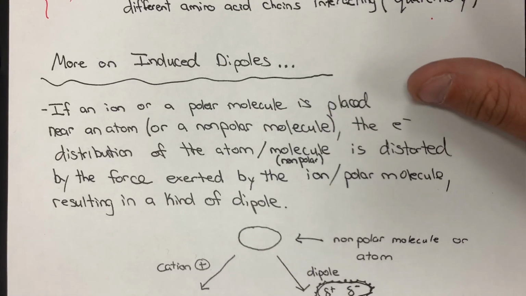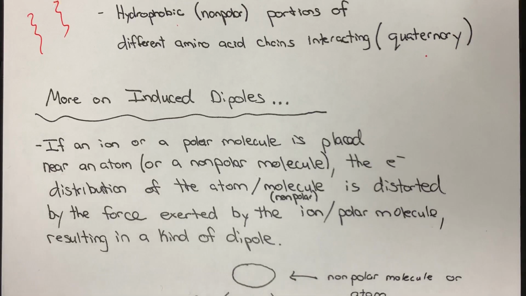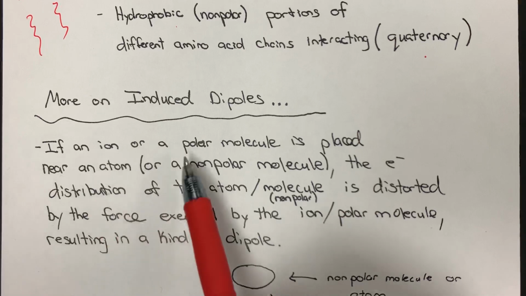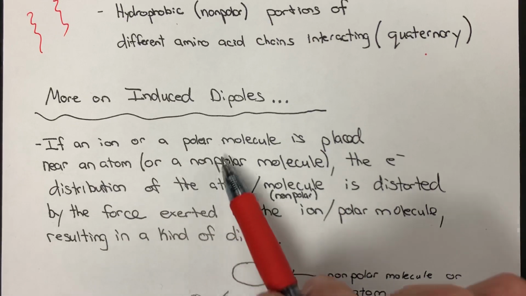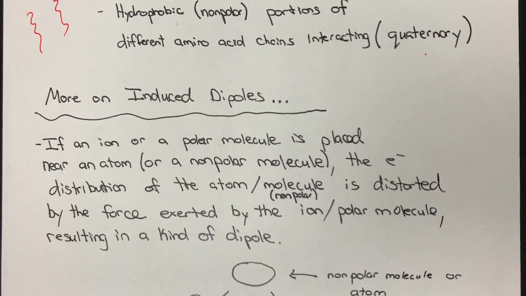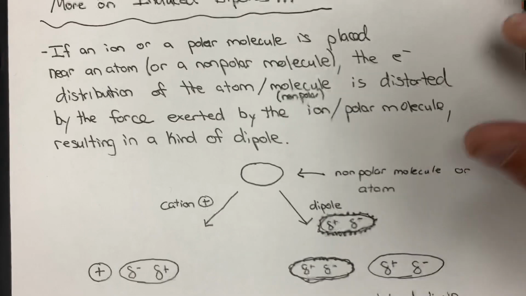So as far as these dispersion forces, we find there are other ways to induce dipoles besides just a nonpolar molecule and another nonpolar molecule. It turns out that when we have an ion or a polar molecule placed in proximity near an atom or a nonpolar molecule, the electron distribution of said atom or molecule can be distorted a little bit by the force that's being exerted by the ion or polar molecule. So let's take a look.